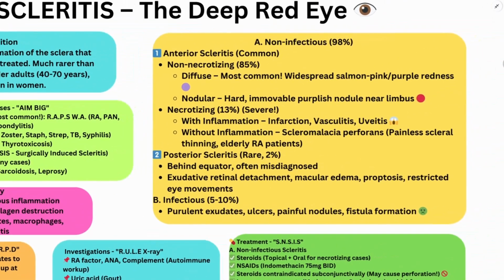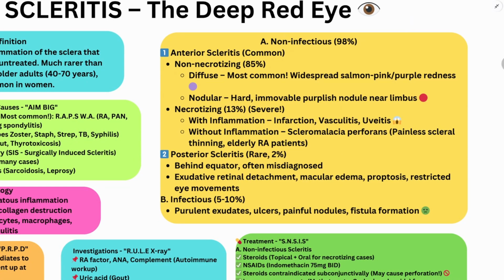Okay, now let us discuss some of the important points. Scleritis is divided into two types. First one is non-infectious, second one is infectious. The non-infectious is further divided into anterior and posterior. The anterior is further divided into non-necrotizing and necrotizing. The non-necrotizing is again divided into diffuse and nodular.